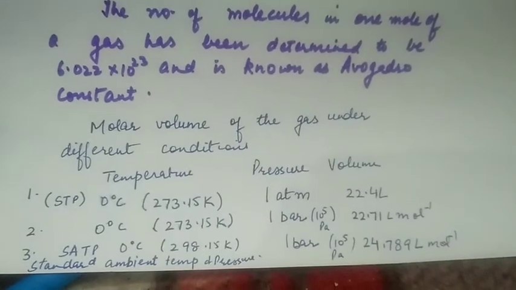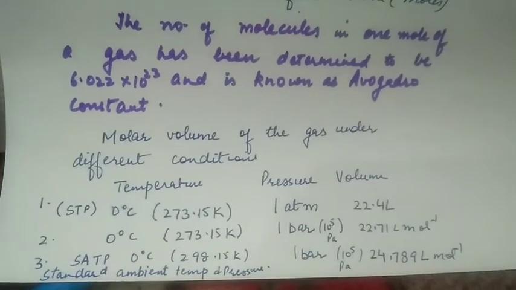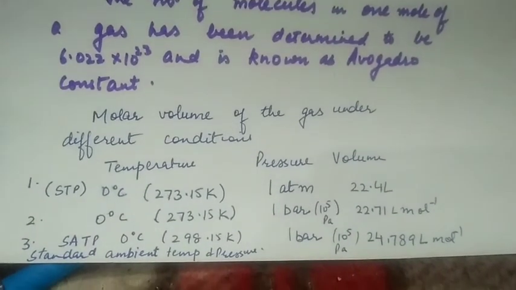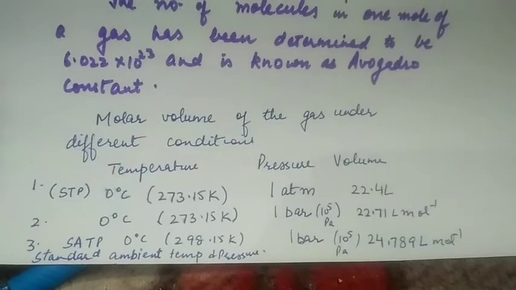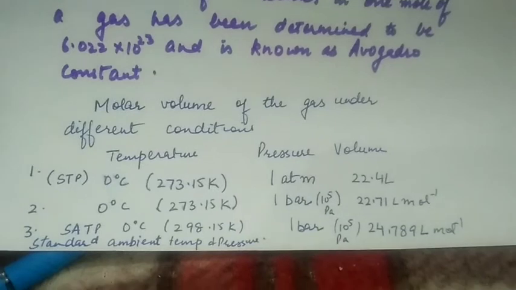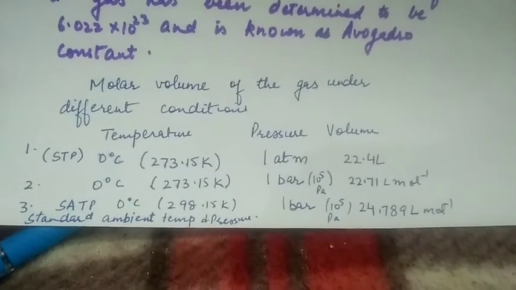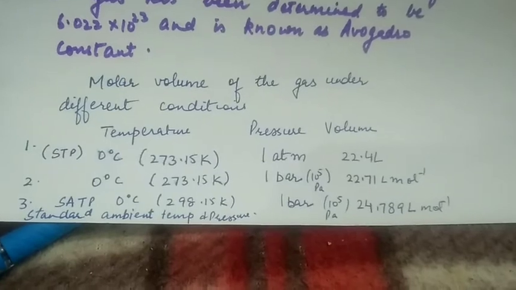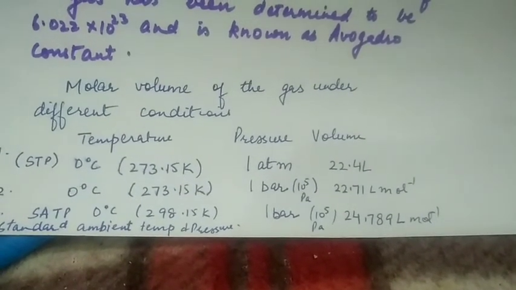Now molar volume of the gas under different conditions. Now what are the conditions? If temperature is 273.15 Kelvin, and pressure is 1 atmosphere, volume will be 22.4 liters. But if pressure is in bar with 0 degree centigrade temperature, then volume is 22.71 liter per mole.